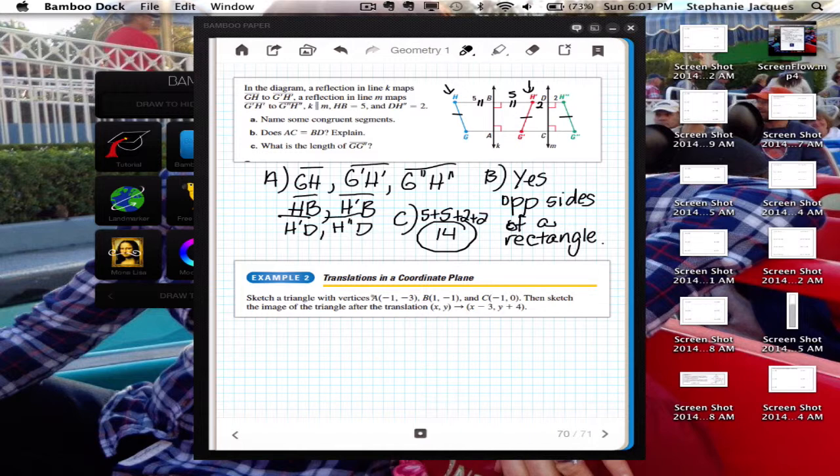Okay, now let's do translations in a coordinate plane. So first I need to attempt to do a coordinate grid on here.